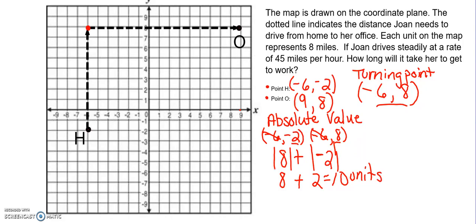Let's pause and now do the turning point to O, point O. And then check your work with me.